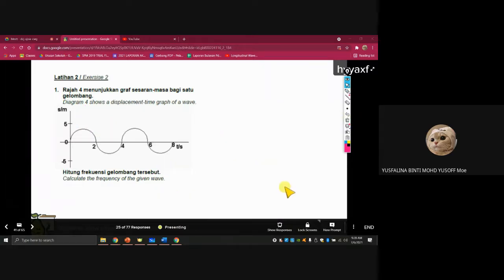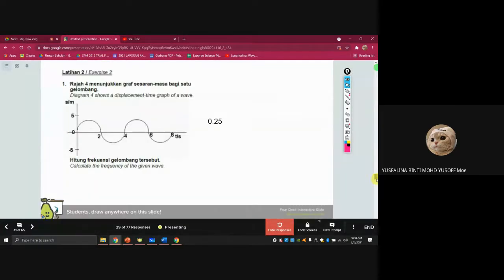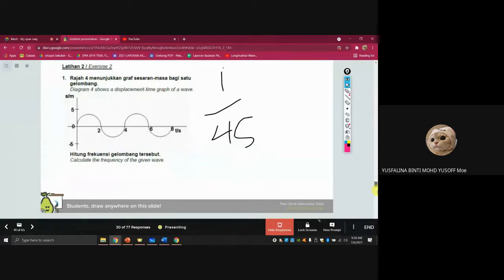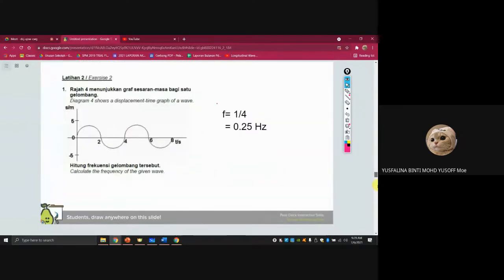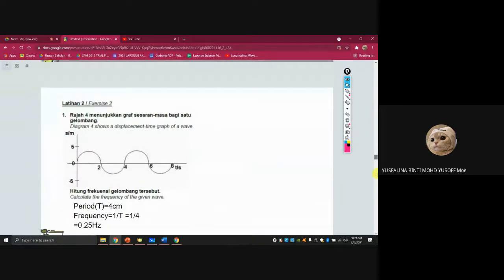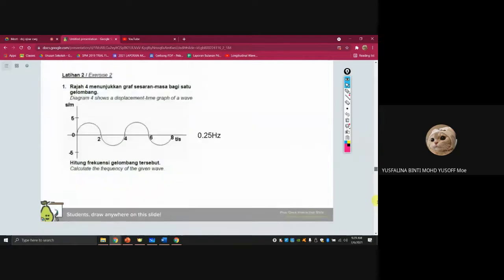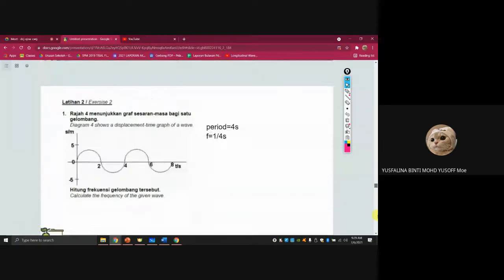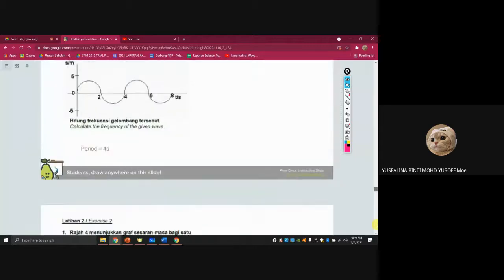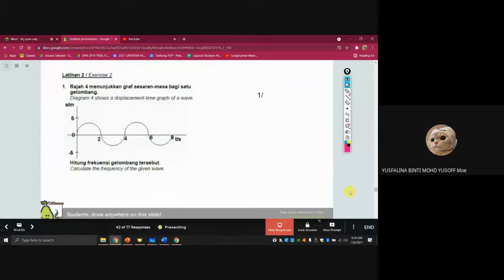Okay. So this one you have to find the frequency. How to find the frequency? This is the displacement against time. So how do you want to find the frequency? 0.25. Remember, don't give the answer in fraction. The answer must be in decimal. Period 4 seconds.